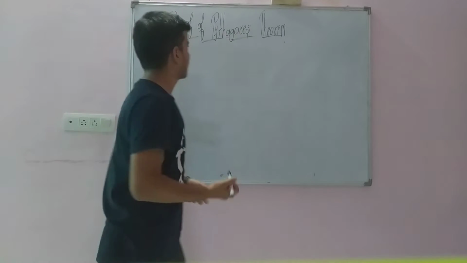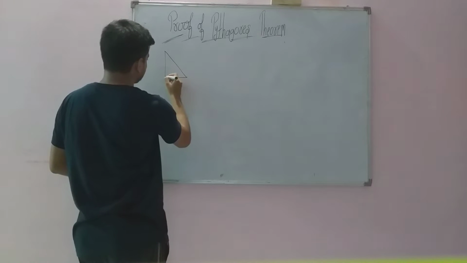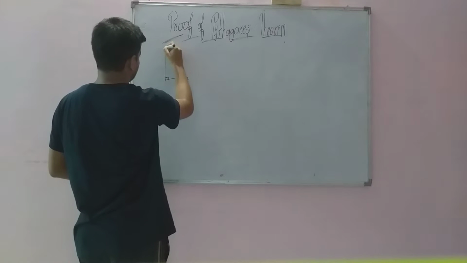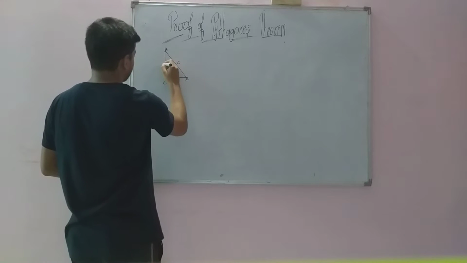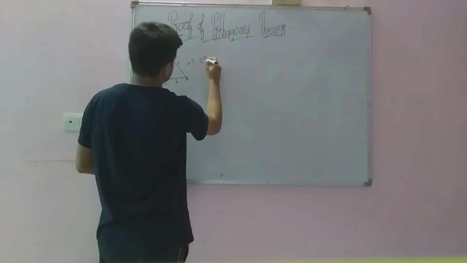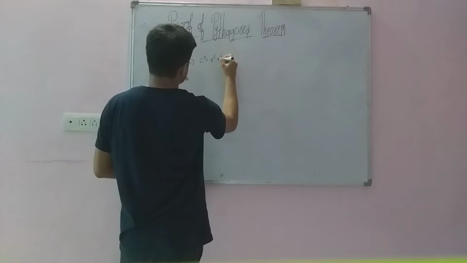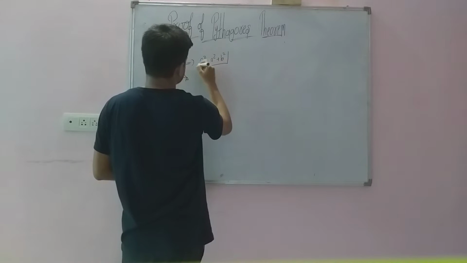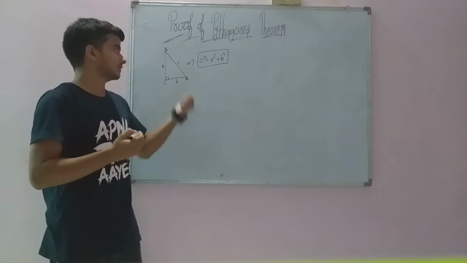That is, in a right angle triangle ABC, let us consider this is a right angle triangle A, B, and C. This is the side C, this is the side B, and this is the side A. Then the square of the hypotenuse, that is C square, is equal to the sum of the squares of the other two sides, that is A square plus B square. This is our Pythagoras statement. Now we have to prove this statement.